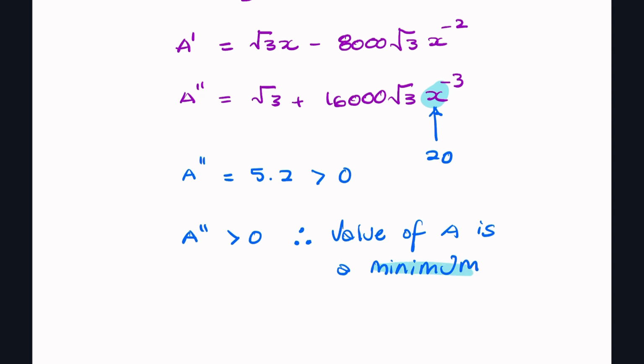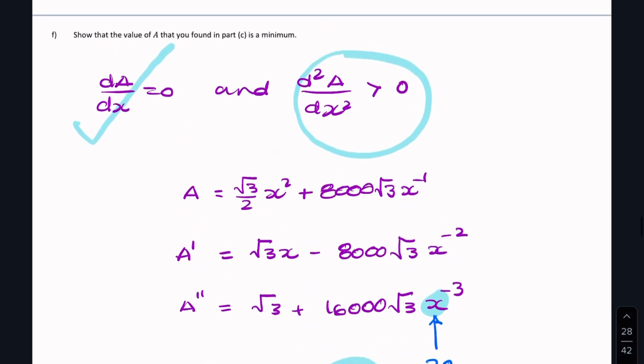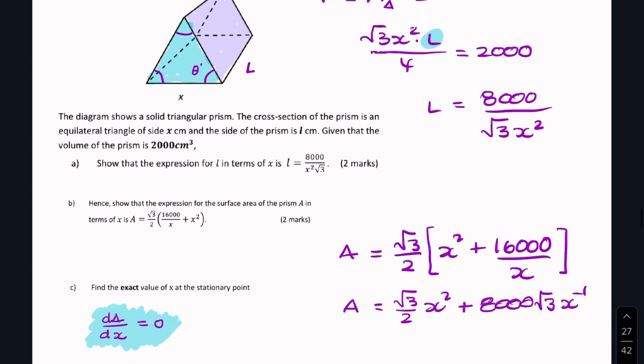Okay, so when the second derivative is positive, the value you find for A, or in general y, your function, will be a local minimum. So that's the final part of this 12-mark question. I hope you found this helpful.